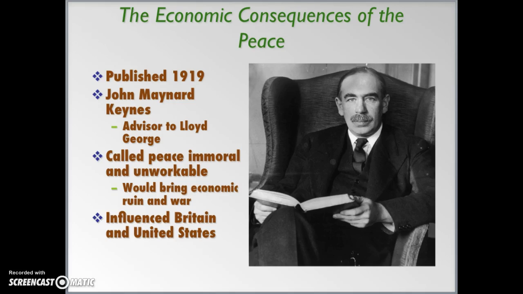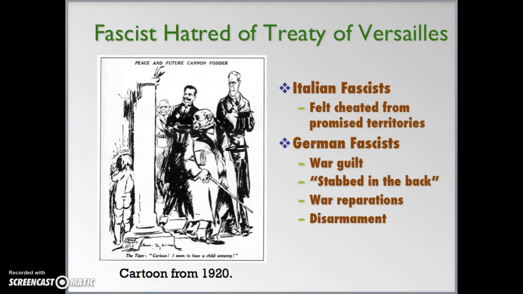Economic consequences of the peace. Germany has to pay incredible reparations. And John Maynard Keynes says this is not going to work. Here is a cartoon of the treaty where over here you have the class in 1940. And it says, curious, I seem to hear a child weeping. Peace and future cannon fodder. So what they're saying in 1920 is that the Treaty of Versailles is going to lead to another war in about 20 years. The Italians are pissed.